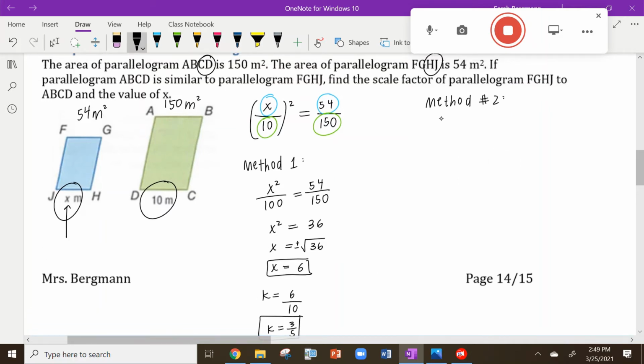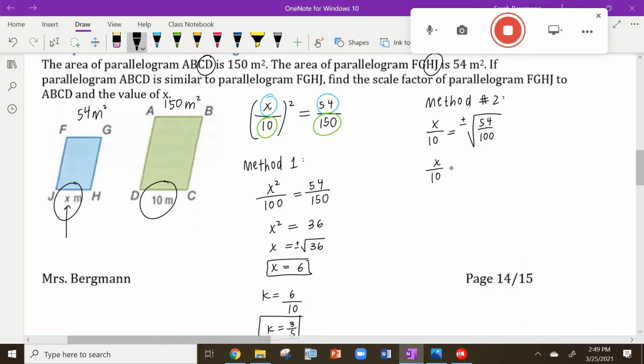Now the other way that we could do this is get rid of the squared first. So if you wanted to get rid of this squared, we could square root both sides. So you would have x over 10 equals the square root of 54 over 100. Again, normally you would do positive or negative when you square root both sides, but it's not really necessary because we know x has to be positive.